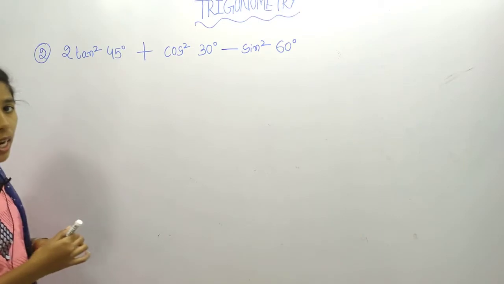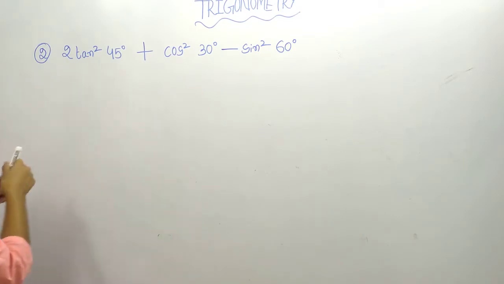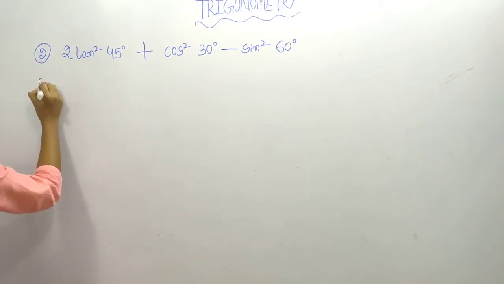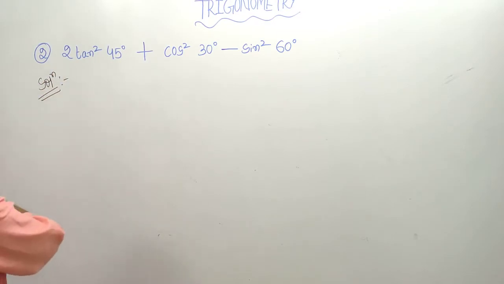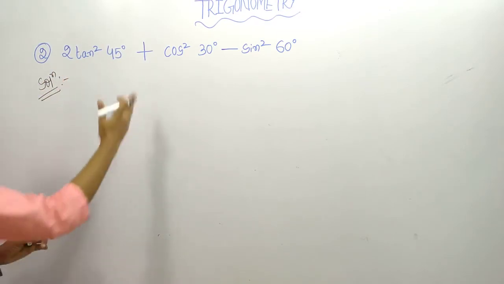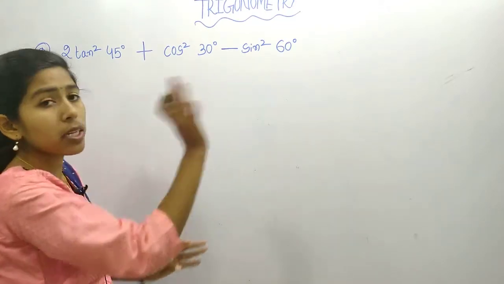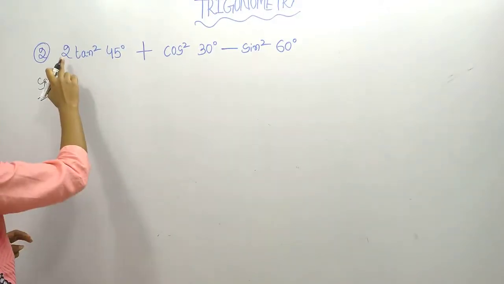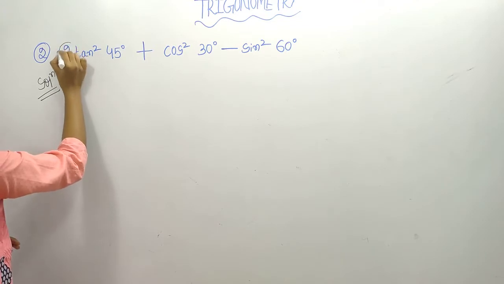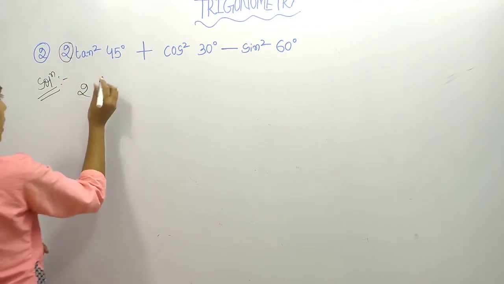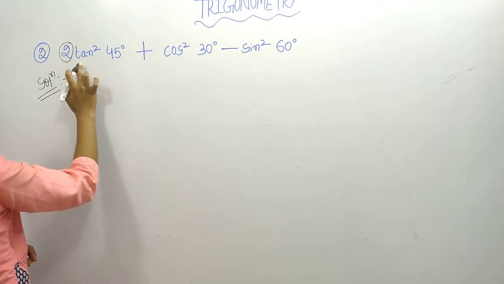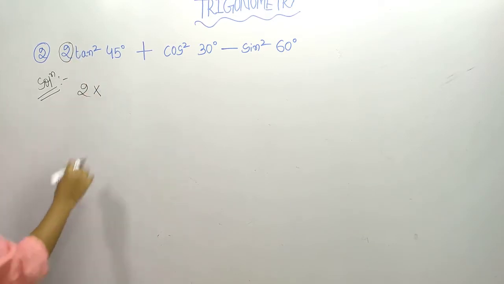So this is our next question. See, this is also the same. We have to put the values. So here you see 2 tan square 45 degree plus cos square 30 degree minus sin square 60 degree. So first of all, what is there here? 2. So first you will write 2. Next, if nothing is there after 2, it means into. So 2 into tan square 45 degree.